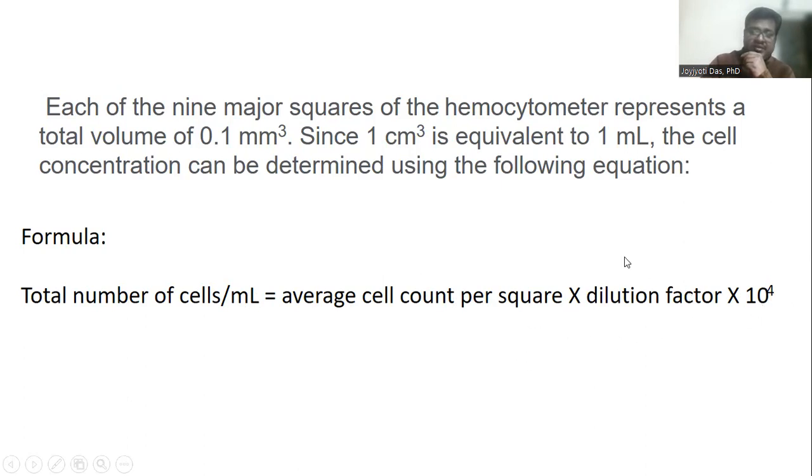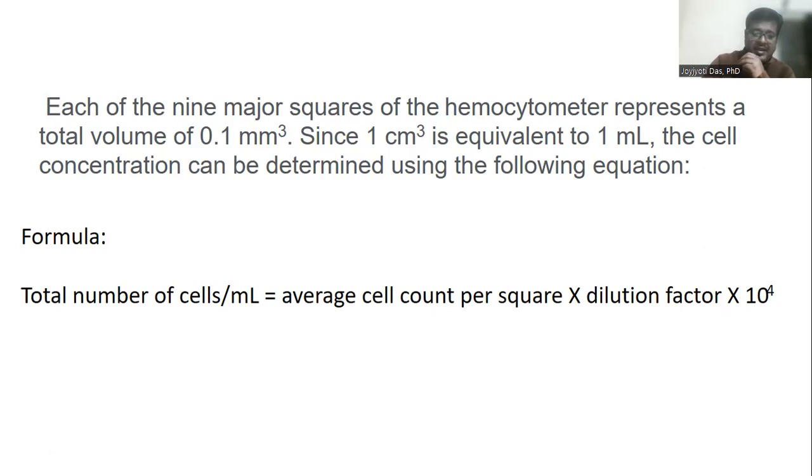Why is this dilution factor coming here? Because suppose you have taken a cell suspension and you have loaded cells directly into the hemocytometer, then this formula will essentially translate to total number of cells per ml of your suspension will be average cell count per square times 10 to the power 4 directly.